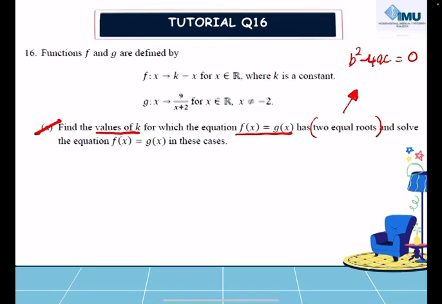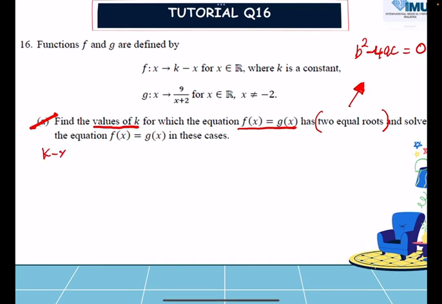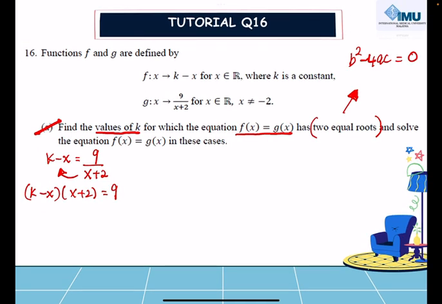f(x) is given as k minus x. Meanwhile, g(x) is given as 9 over x plus 2. Rearrange the equation by moving the denominator. You will get the expression (k minus x) multiplied by (x plus 2) equals 9. The 9 also needs to be moved to the other side.